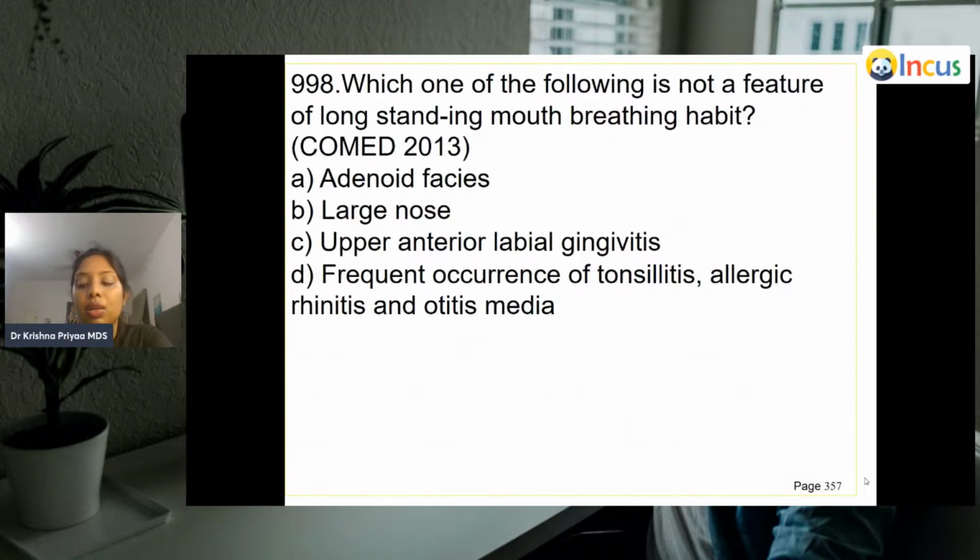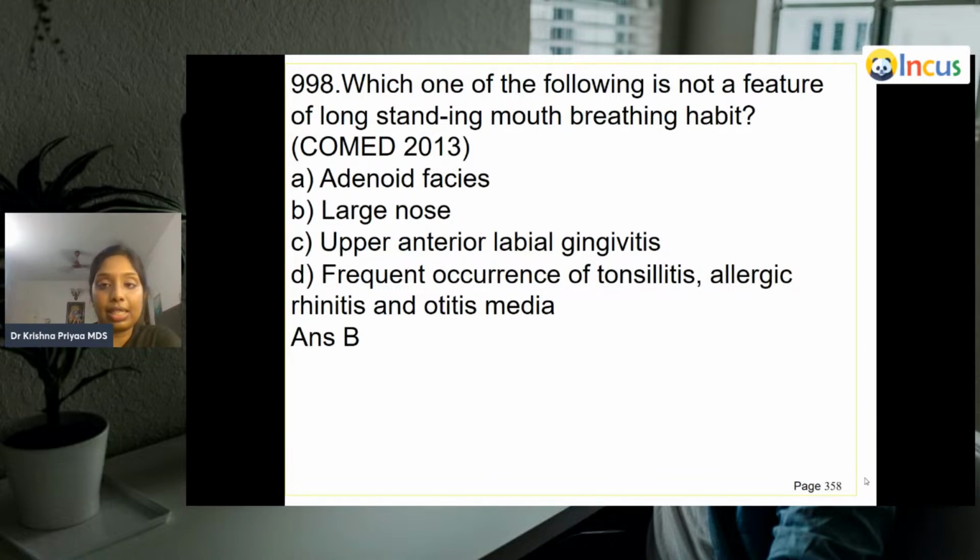Which of the following is not a feature of long-standing mouth breathing habit? So adenoid facies, large nose, upper anterior labial gingivitis, and frequent occurrence of tonsillitis, allergic rhinitis, and otitis media. So we have to find out which is not a feature of long-standing mouth breathing. The answer is B. Large nose is not a feature of mouth breathing habit because it doesn't really make sense.